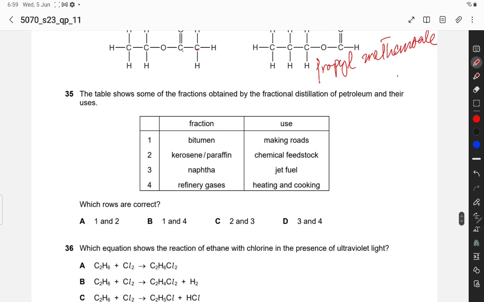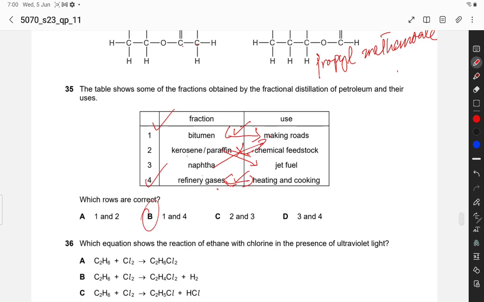Question number 35. The table shows some of the fractions obtained by the fractional distillation of petroleum and their uses. Bitumen, making roads: yes, this is correct. Kerosene, chemicals: no, this is incorrect. Naphtha, jet fuel: kerosene is used as a jet fuel, naphtha is used as chemical feedstock. Refinery gases, heating and cooking: yes, this is correct. So if 1 and 4 are correct, B option is the correct option.